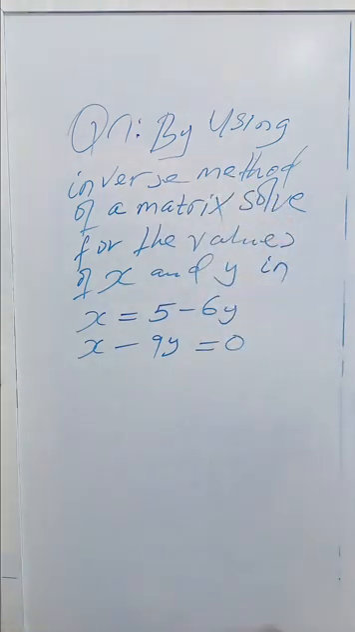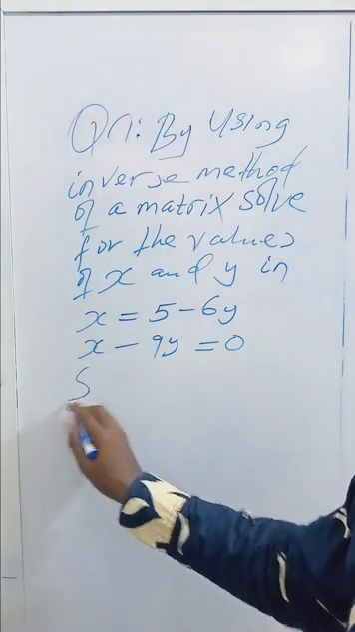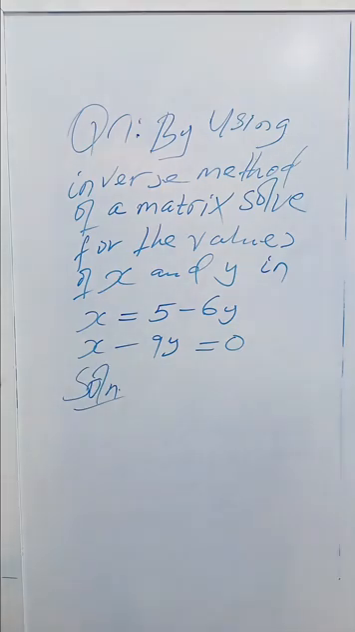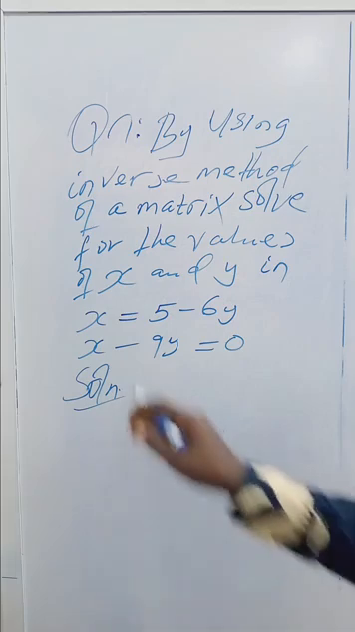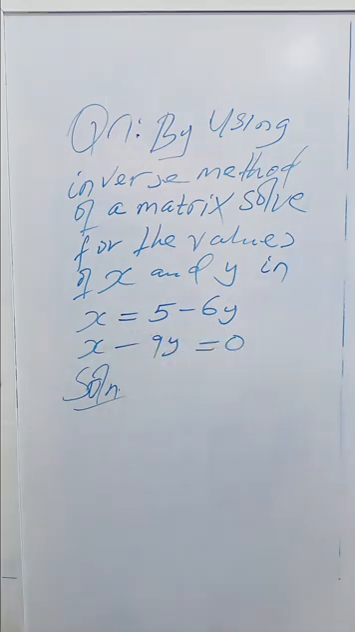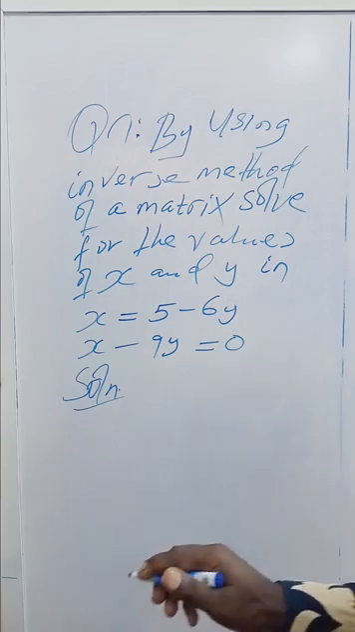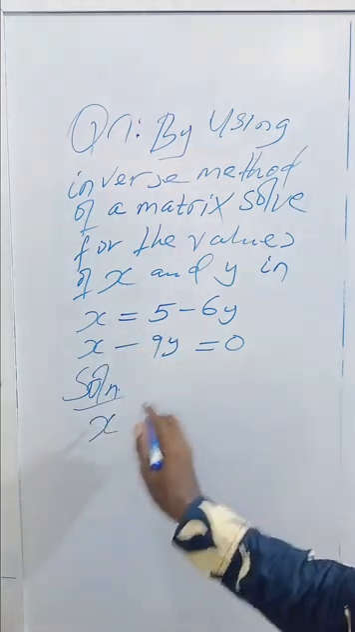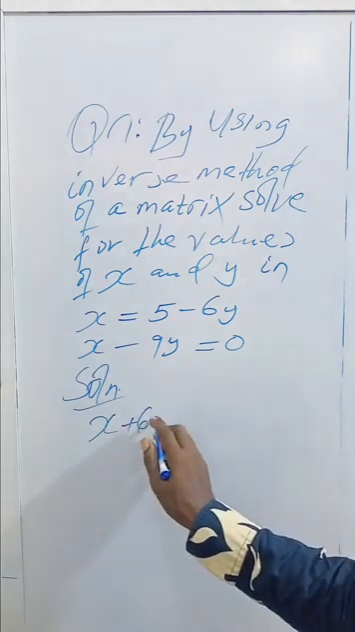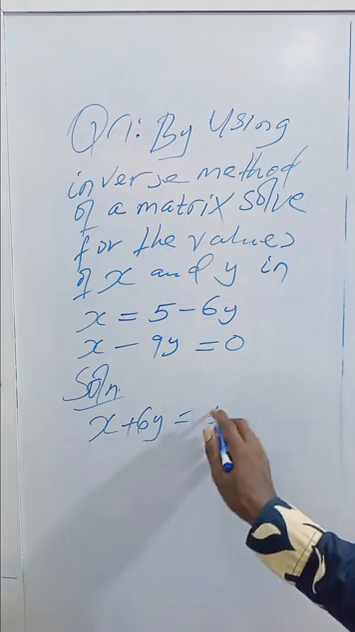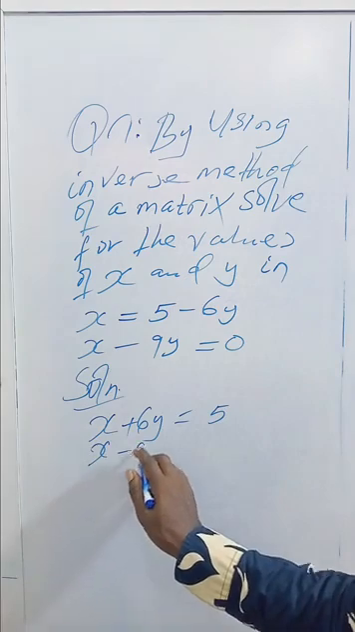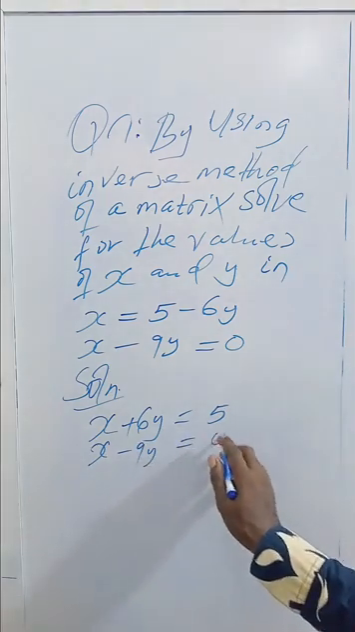So how do you go about it? Here is the solution. First of all, we have to rearrange this equation such that all variables are on the left-hand side and numbers on the right-hand side. So the two equations now become x plus 6y equals 5, and the second equation retains its form, that is x minus 9y equals 0.